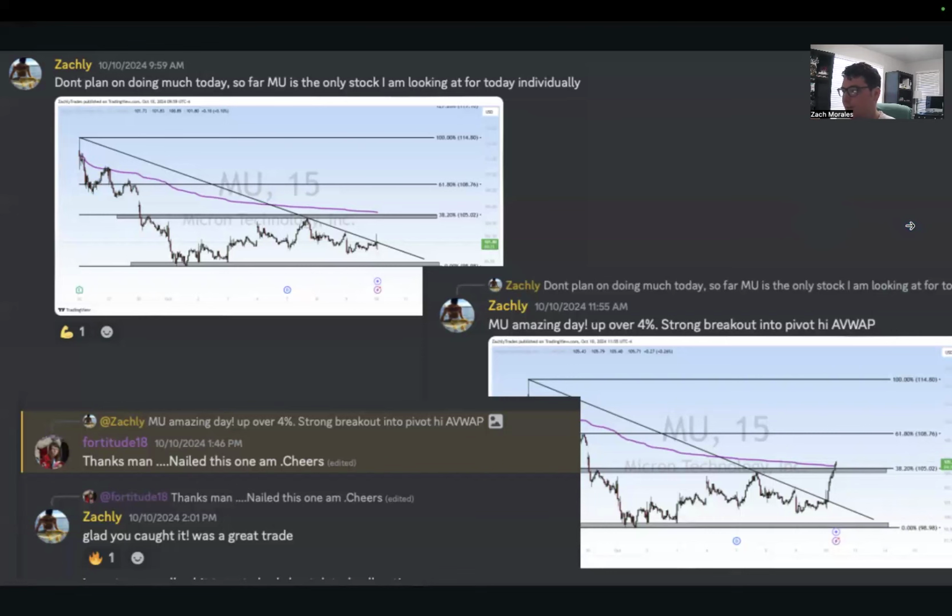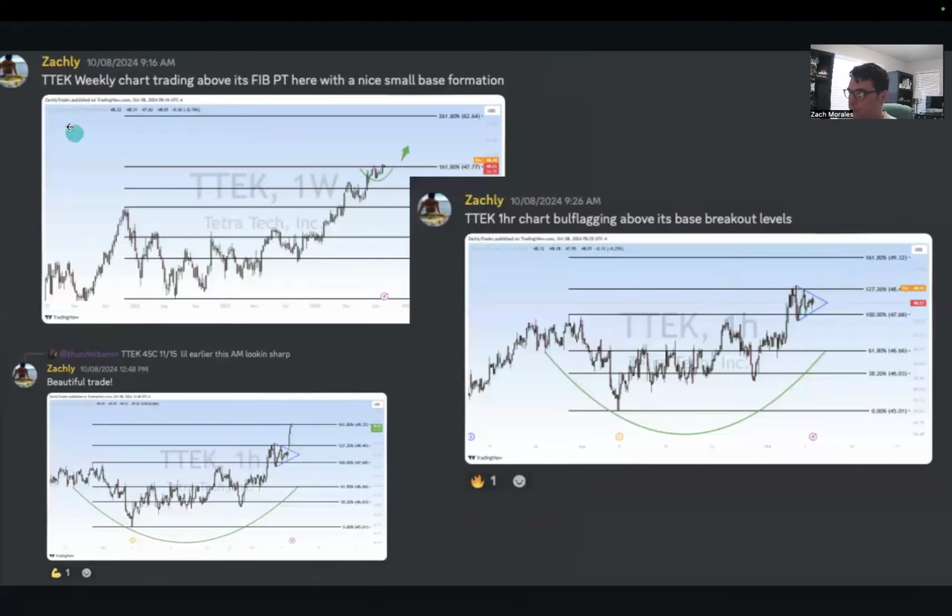Those aren't the only things we've been trading. We had some other really good day trades on MU. We were looking at a nice trend line breakout, looking for a move back up to 105 when it was around $100. And that happened very quickly. Before noon, it went well above 105. You can see people catching that in the Discord.